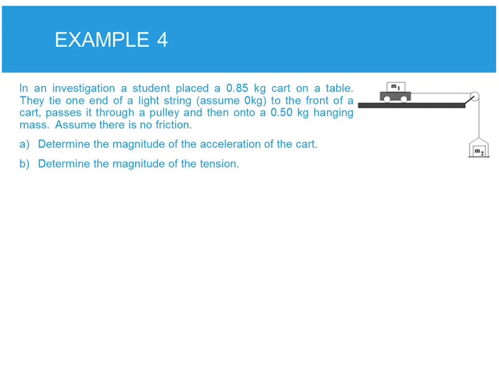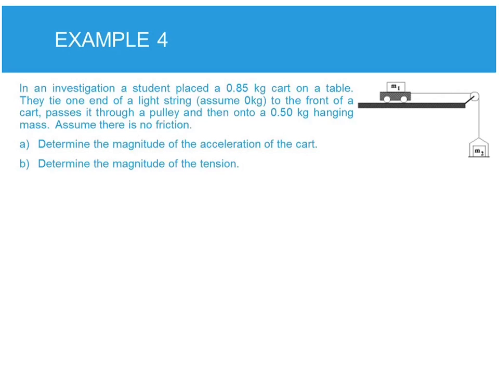So here's our example. We have a cart that's on a table. There's a string, and we're going to assume that the string weighs nothing. It goes through a pulley, and then there is a hanging mass. We're going to assume no friction. There are some examples in your textbook where you do use friction. Part A is the long part of this question: determining the magnitude of the acceleration of the cart.